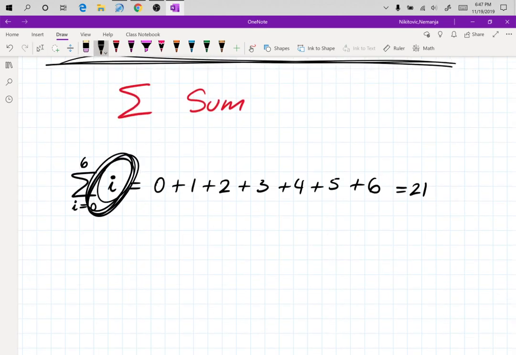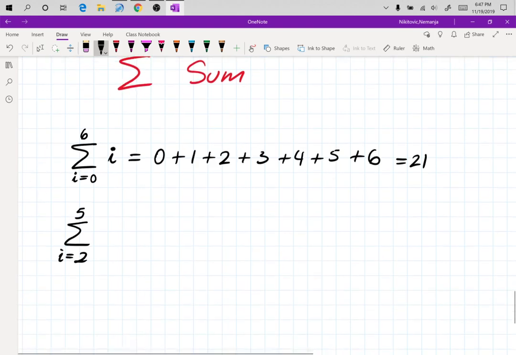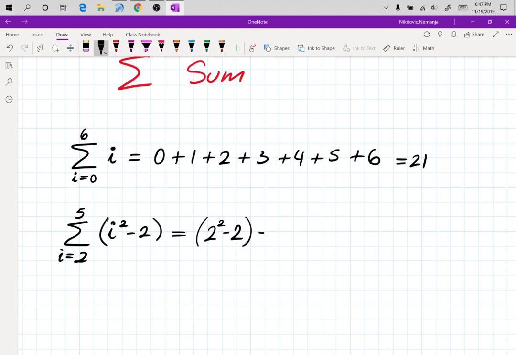Now this formula here could be anything that it's based on i. You can change i's to n's or something else, but so let's say you have summation i starts, let's say, at 2 and goes to 5 because I'm lazy. And let's say you have i squared minus 2. Well, your i starts at 2. So you have 2 squared minus 2. And that's your first term. Plus 3 squared minus 2. Plus 4 squared minus 2. Plus 5 squared minus 2.